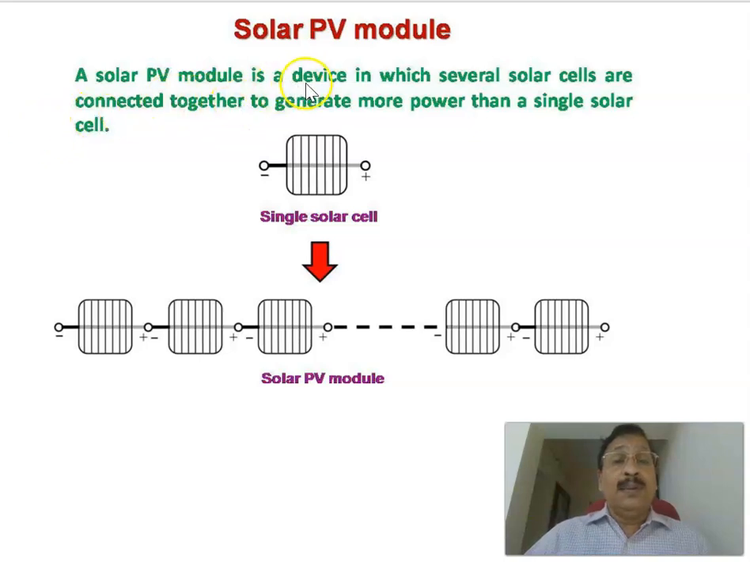A solar PV module is a device in which several solar cells are connected together to generate more power than a single solar cell. As I already explained, if they are connected in larger numbers in series, the total voltage rating can be increased. As we have seen here, if there are 10 solar cells connected in series, each producing 0.5 volts, then a total of 10 times 0.5, that is 5 volts, can be generated. Therefore, by connecting the solar cells in series, the voltage rating of the module can be increased.